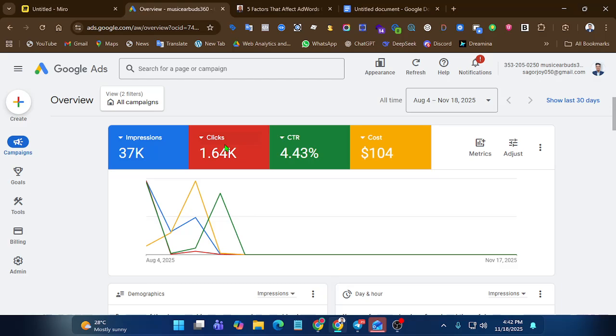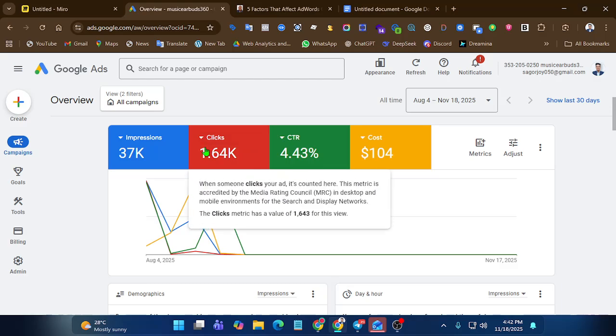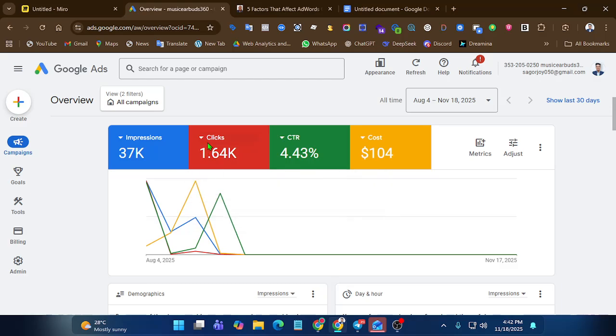Then clicks show how many times people clicked on your ad after seeing it. This is a click. For example, if 100 people see your ad and 50 click on it, then you got 50 clicks.